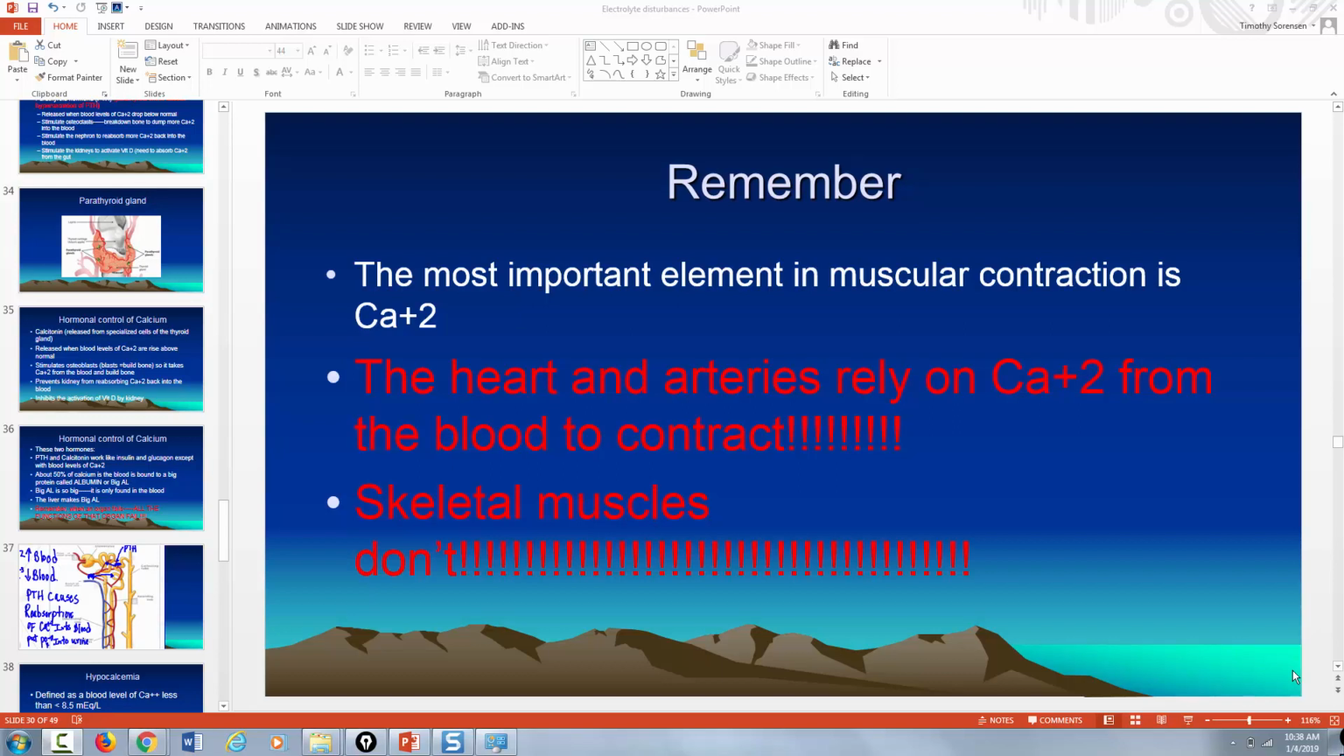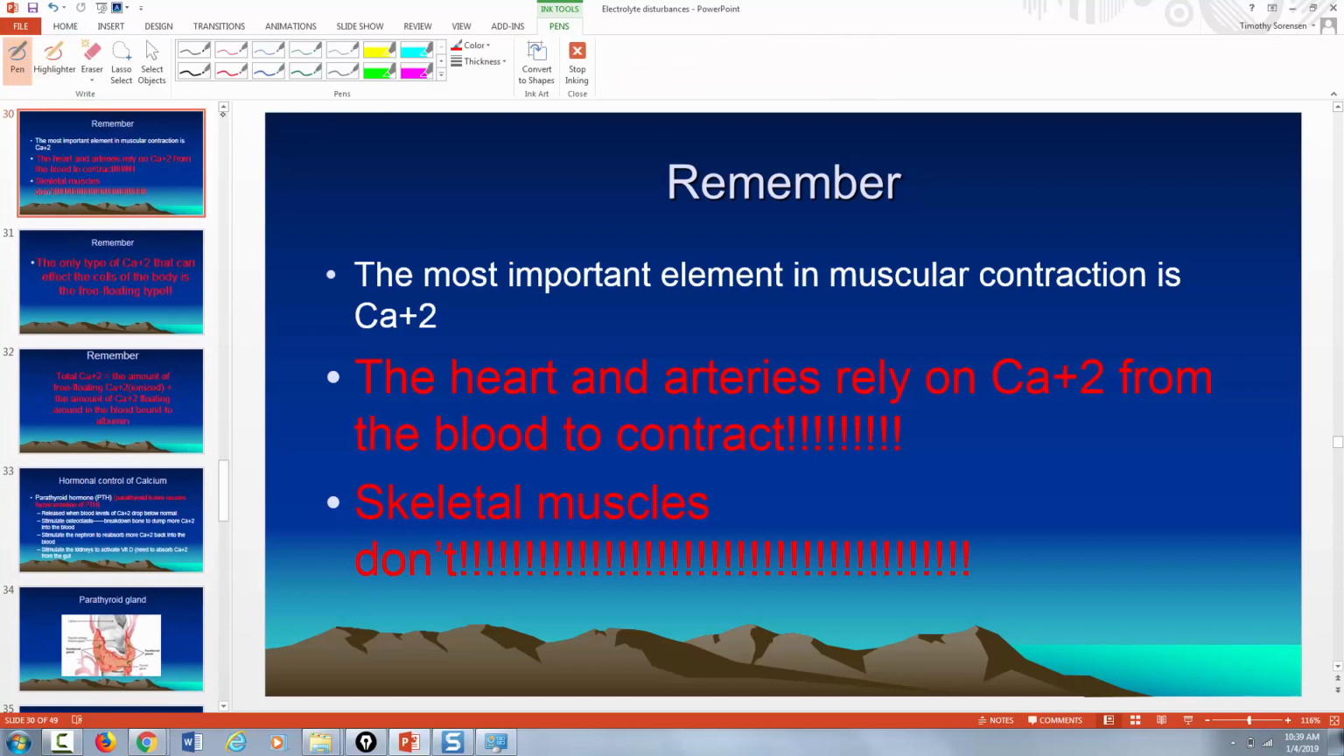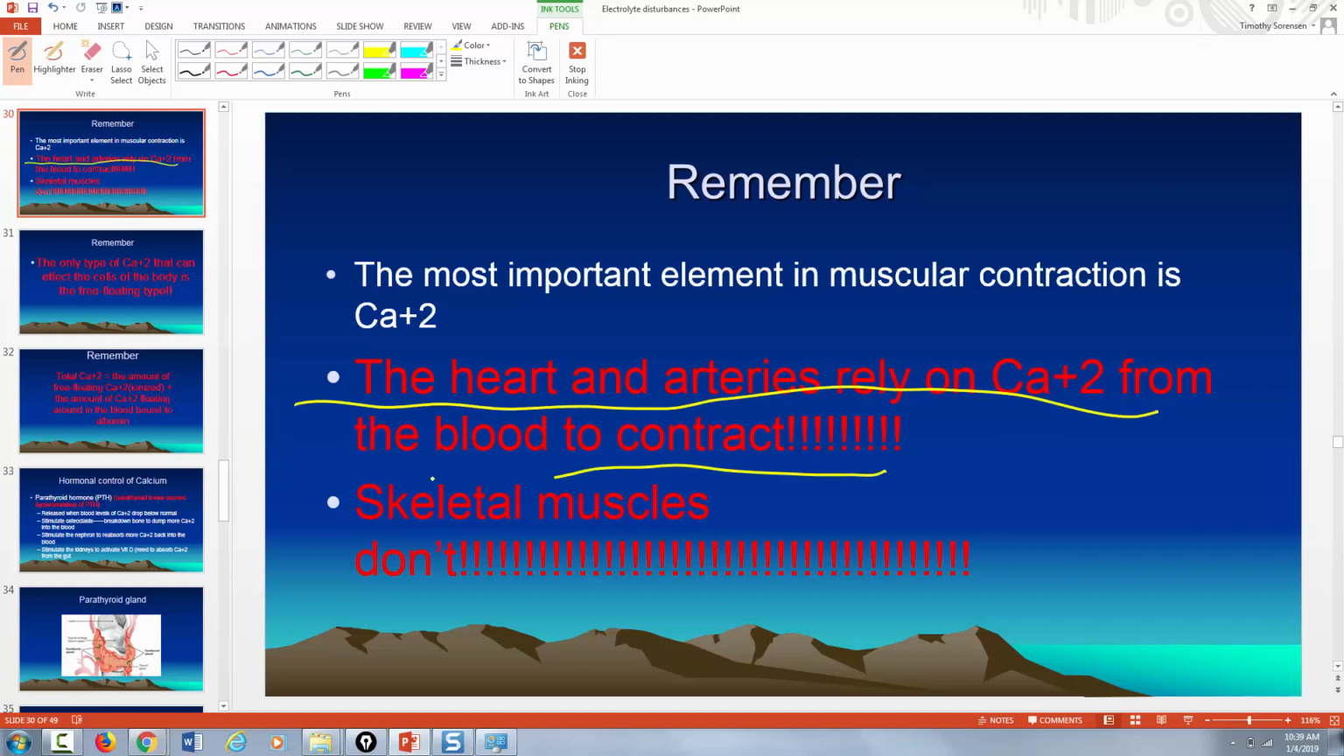A couple of things, and if I say it about a million times, then it's really important, right? So remember, the most important element in muscular contraction is calcium. And remember that the heart and arteries rely on calcium from the blood to contract. Skeletal muscles don't. Skeletal muscles store their own calcium.